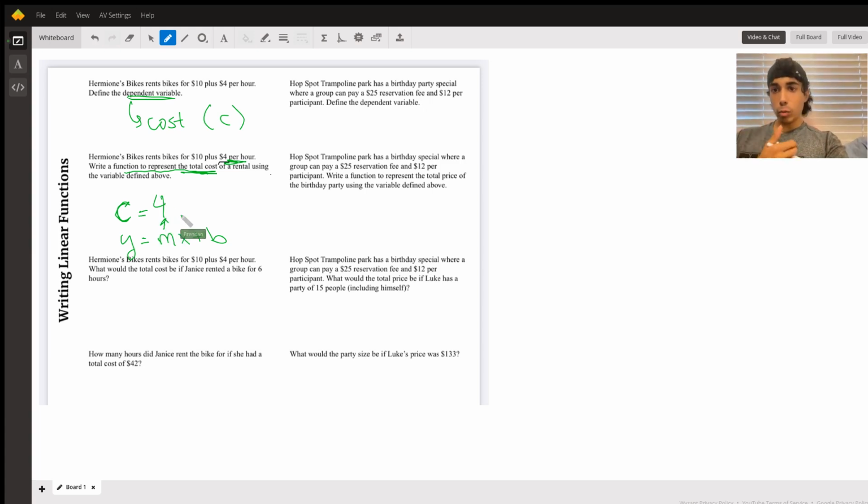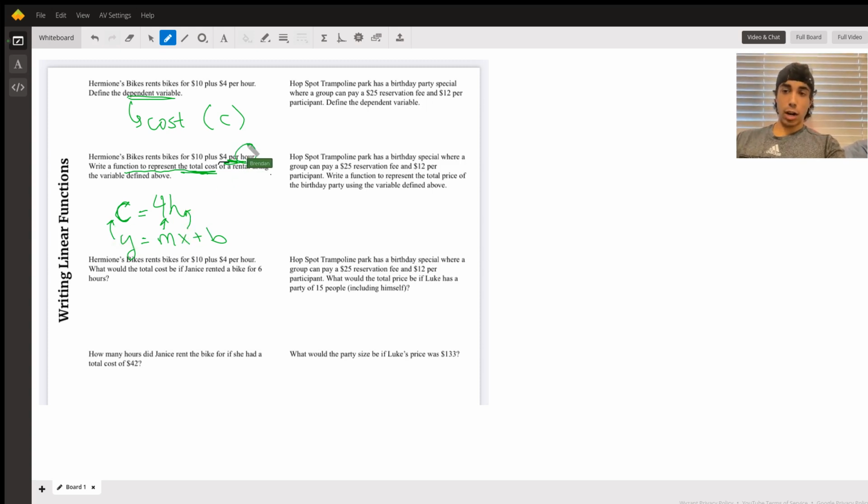Or I suppose what we could do if you wanted to, you could change it to a different letter. Don't change it to a number for these types of problems. I'll use h just because it's $4 per hour. Right? Like instead of y, I'm using c because this is based on cost. And instead of x, I'm using h because it is per hour.